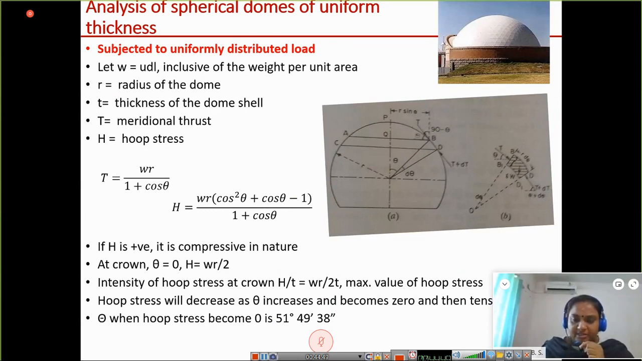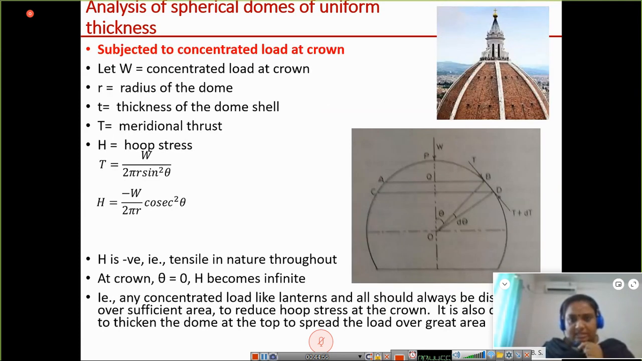Weight is uniformly distributed, the environmental loads are uniformly distributed, whereas if you're going for a construction like this, it is actually a concentrated load. We have discussed that.